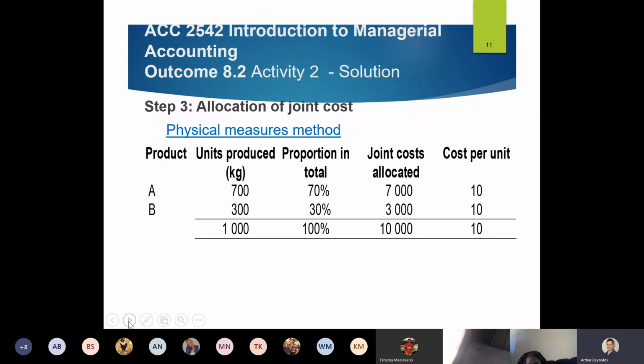The physical measures method, physically how many units or kilograms, says the more of each unit you've got, the more of the cost it's going to carry. So as you can see, we produced 1,000 kilograms. Of the 1,000, 700 kilograms is for A and 300 is for B. It means A gets 70% and B gets 30% of the cost. So at 10,000 Rand total, it's 7 for A and 3 for B. Okay, so which means it's 10 Rand per unit for A and B. It works out the same.